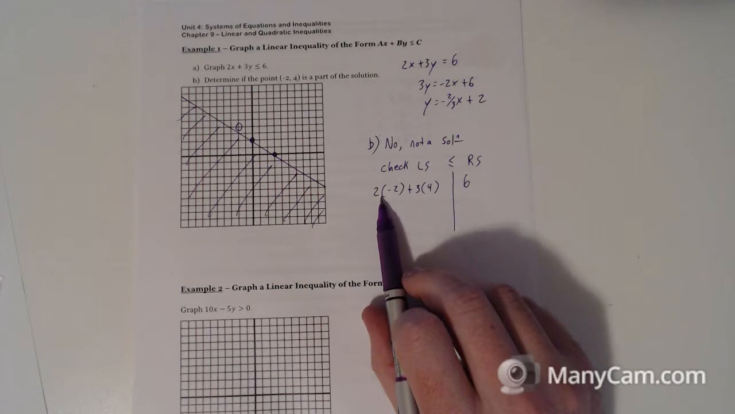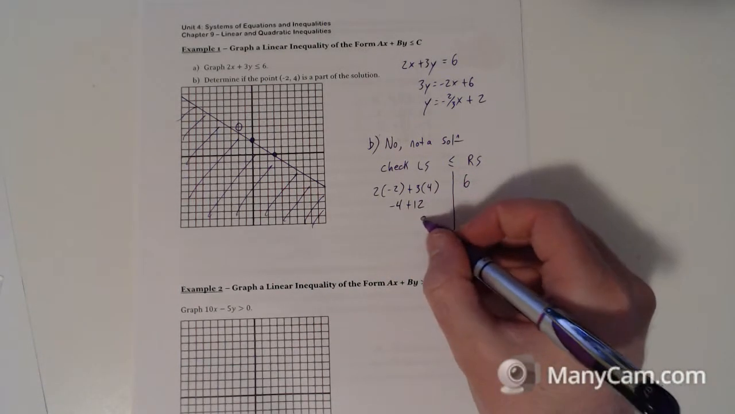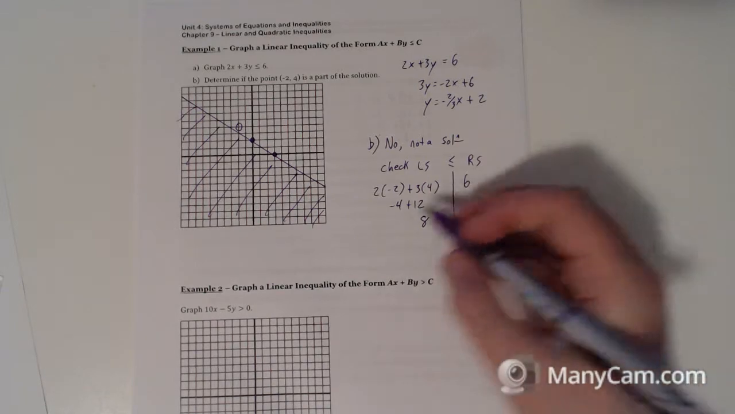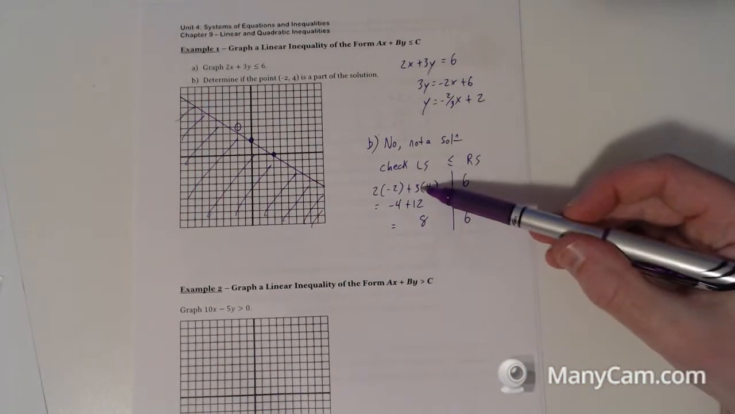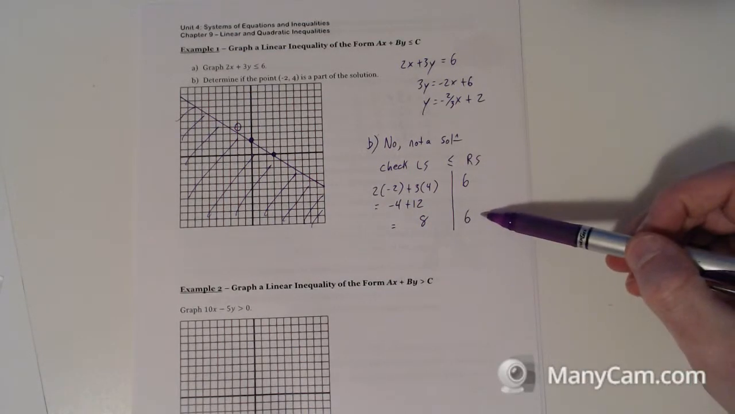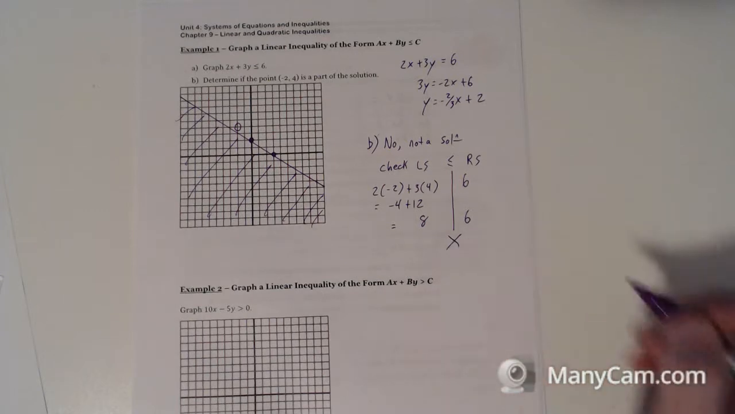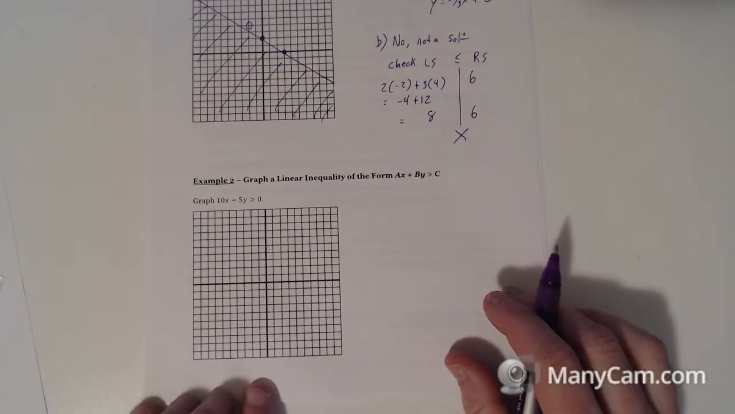So negative 4 plus 12 is equal to 8. Each side is equal to itself. So is 8 less than or equal to 6? No. Does not work. Okay, so we can do it graphically and we can do it algebraically. Let's do it one more time.